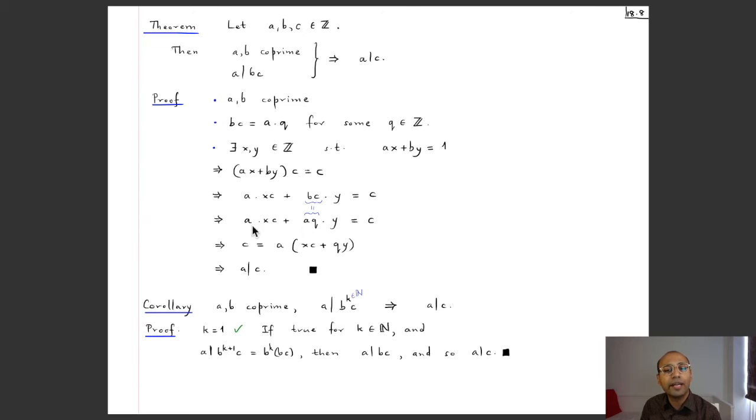And we note that A can be taken as a common factor. So if we do that, then we see that C is equal to A times this integer. So A divides C. So we have proved this. And a corollary of this result is that if A and B are coprime and A divides B to the power k times C, where k is some natural number, then A has to divide C.